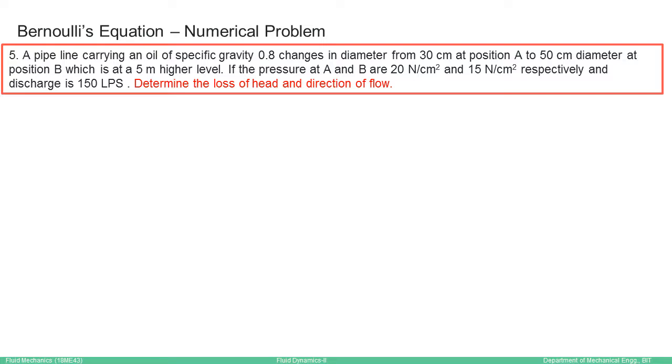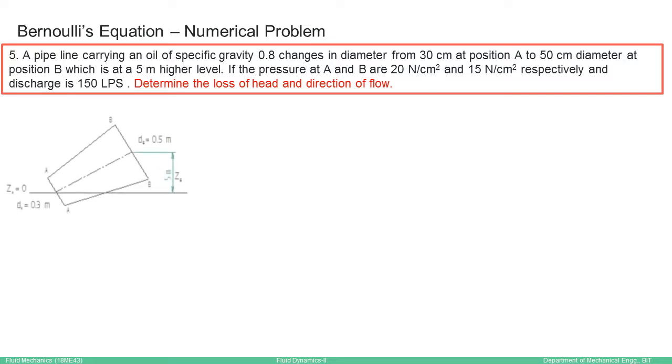A pipeline carrying an oil of specific gravity 0.8 changes in diameter from 30 centimeter at position A to 50 centimeter diameter at position B, which is at a 5 meter higher level. If the pressure at A and B are 20 Newton per centimeter square and 15 Newton per centimeter square respectively, and discharge is 150 liters per second, determine the loss of head and the direction of flow. Clearly this problem is on a real fluid where there is some energy loss.